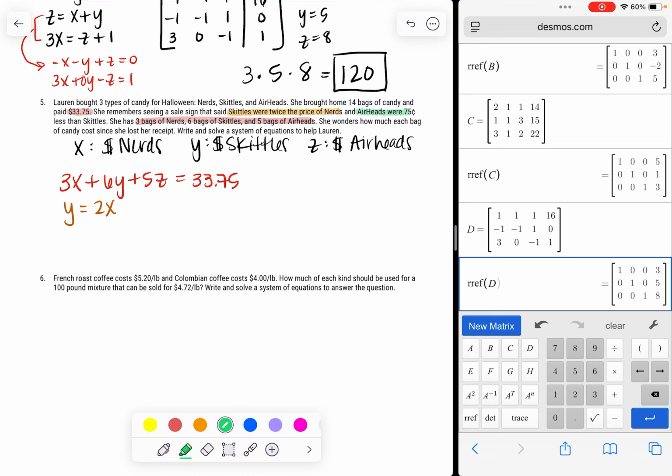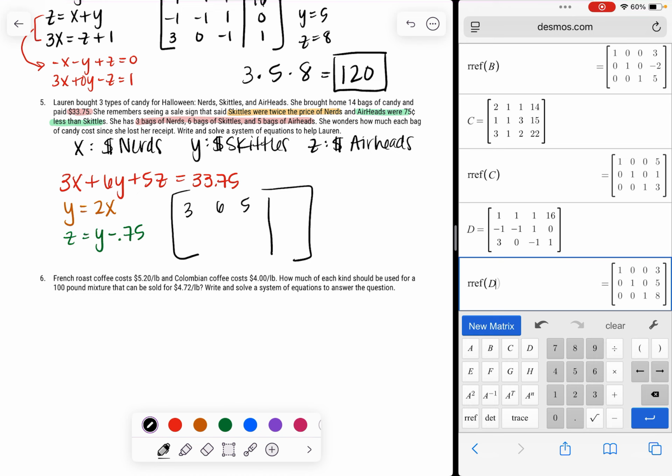For the last one, Airheads were 75 cents less than Skittles. So Airheads, which are z, are the price of Skittles minus 0.75. Now, again, we're going to take all of this information and plug it into an augmented matrix. So I'm going to just sketch one out really quick.